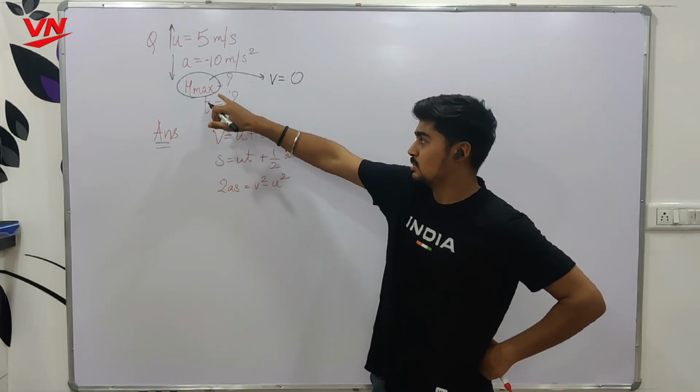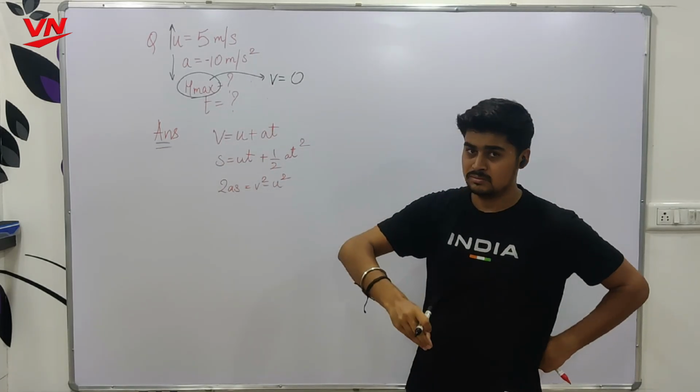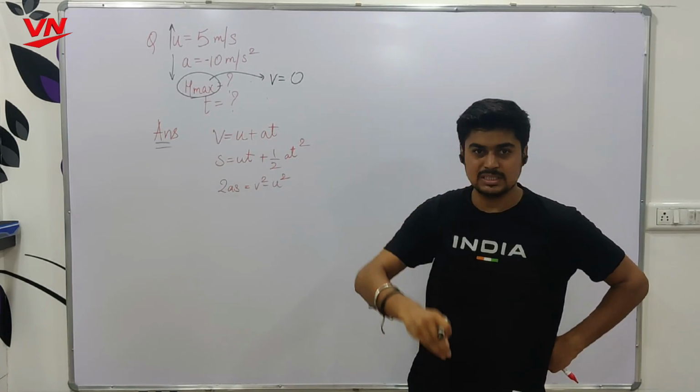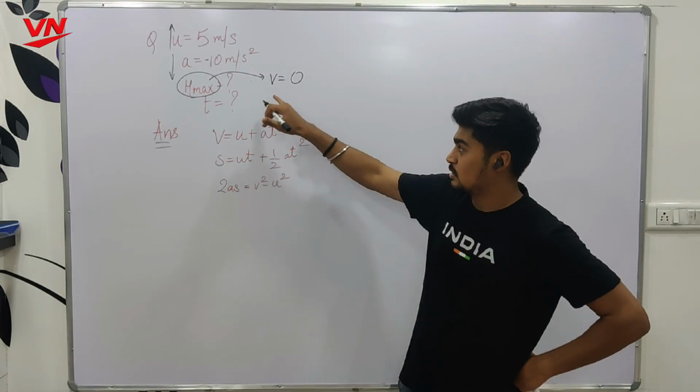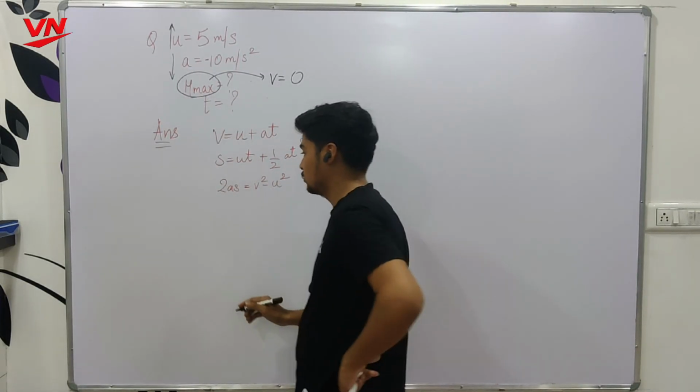कि भाई जब मैक्सिमम हाइट फाइंड करनी है, तब मैक्सिमम कौन सी हाइट तक जाएगा? जब उसकी वेलोसिटी क्या होगी? 0. तभी वो नीचे आएगा वापस. So to calculate maximum height, we have to put the final velocity as 0.